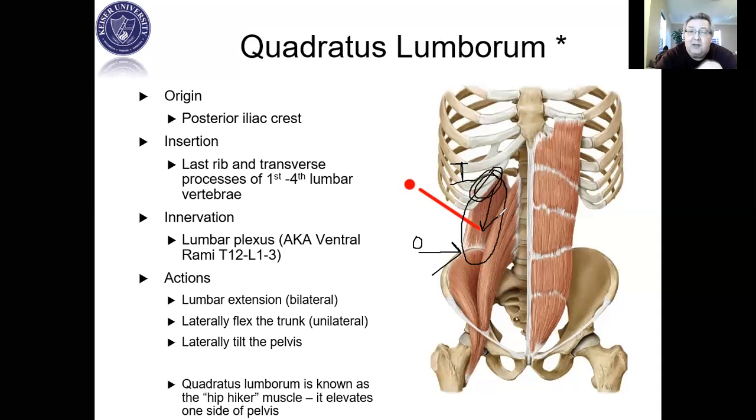So again, what I need you to know about the Quadratus Lumborum is that its origin is on the pelvis. It's on the iliac crest. Its insertion is on the ribs and the lumbar vertebra. And its main job is to hike up the hip or elevate the pelvis on one side. Okay?